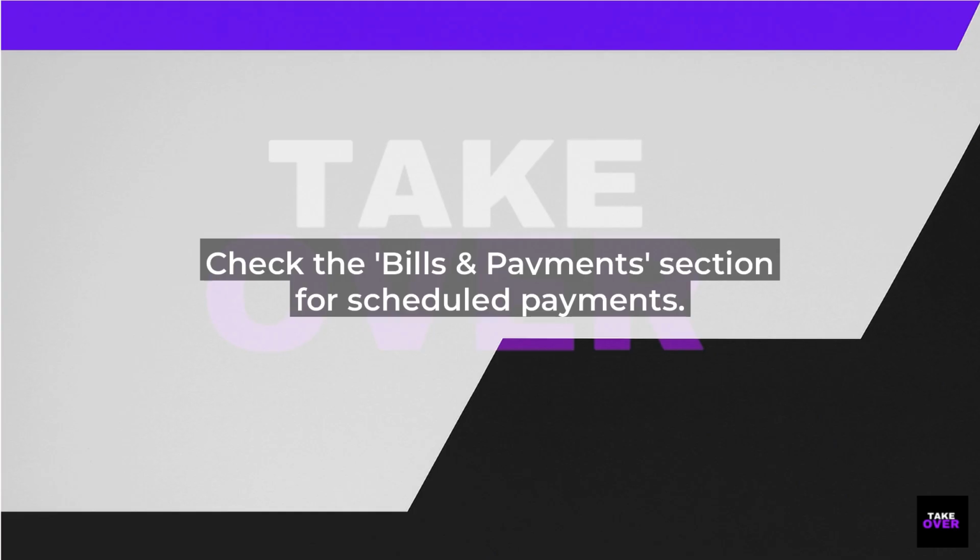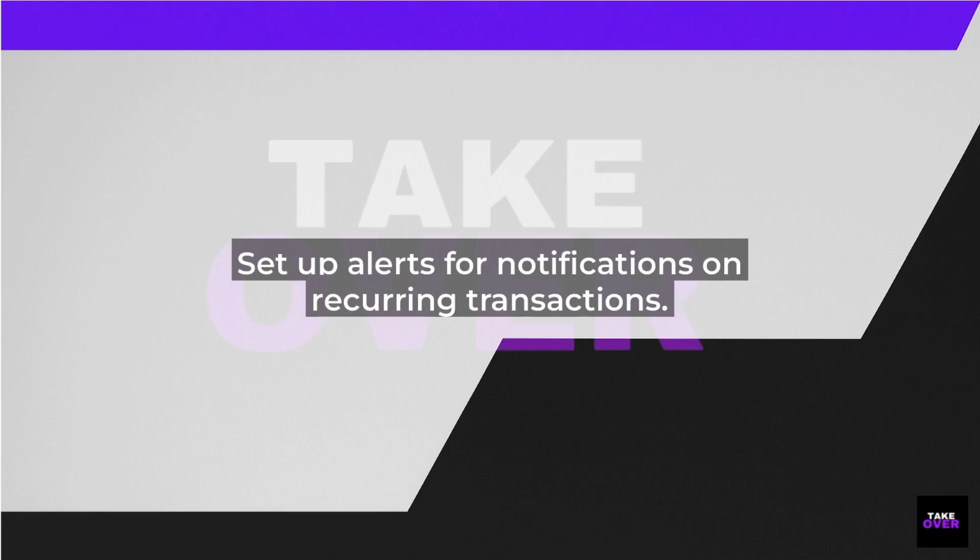Bank of America has made this even easier with their Bills and Payments section. Tap on that to view scheduled and upcoming payments. If you're on the mobile app, swipe through the tabs or use the search bar to find it quickly.